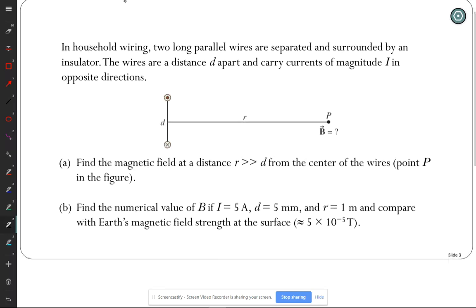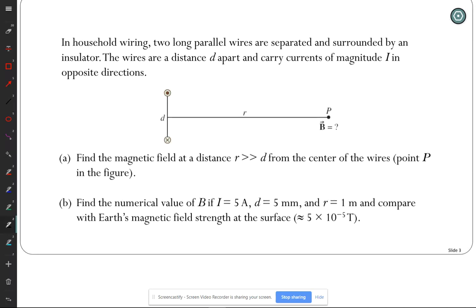So here in household wiring, 2 long parallel wires are separated and surrounded by an insulator. The wires are a distance d apart and carry currents of magnitude I in opposite directions. So in this picture, the top is current coming toward you, and the bottom is current going away from you. And then it says find the magnitude of the magnetic field at this point.